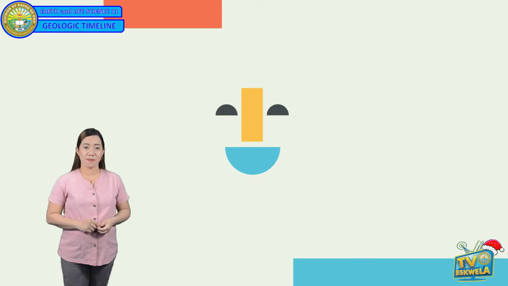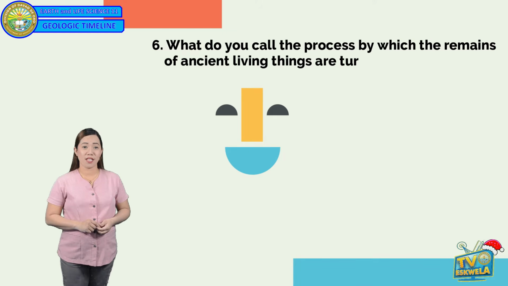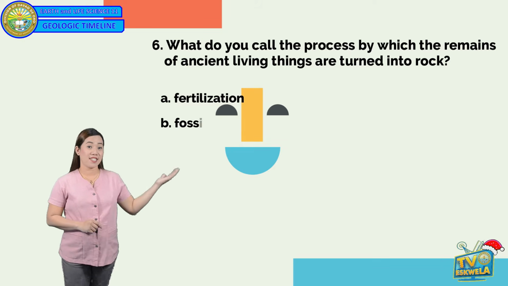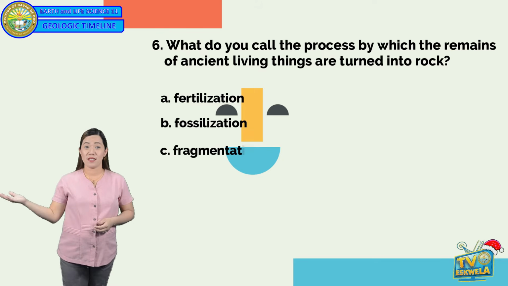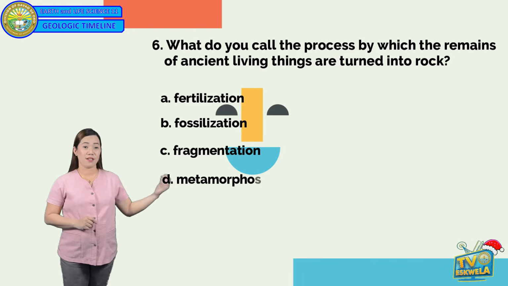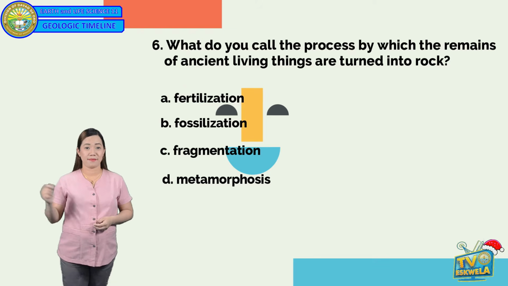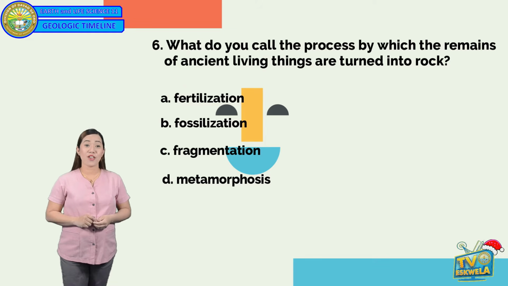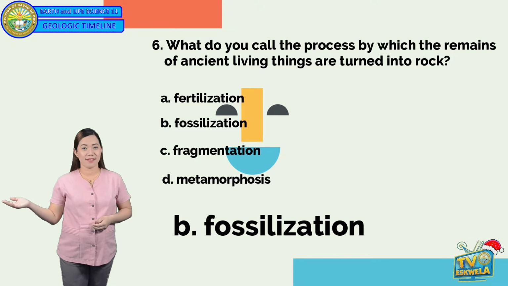Number 6. What do you call the process by which the remains of ancient living things are turned into rock? A. Fertilization. B. Fossilization. C. Fragmentation. Or letter D. Metamorphosis. The correct answer is letter B. Fossilization.